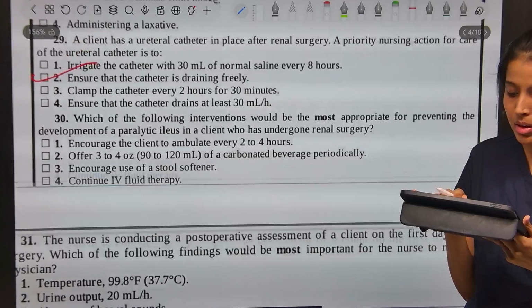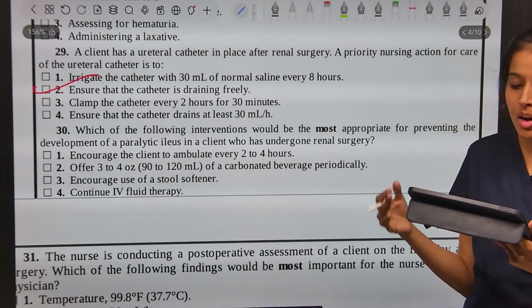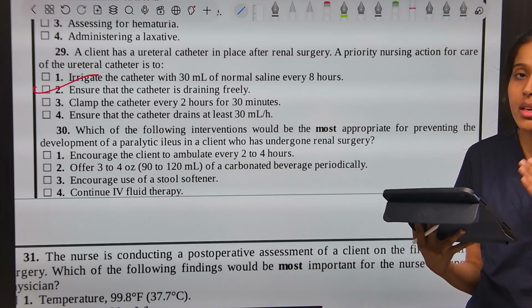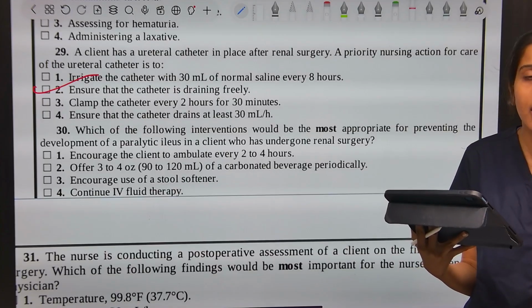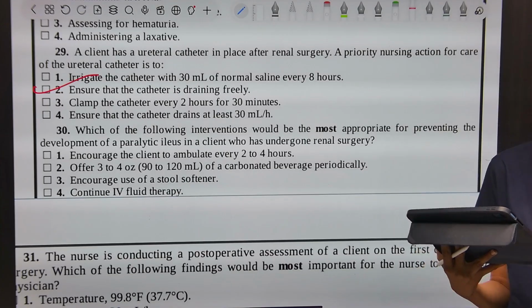Why is this the right answer? If we are adjusting some catheter in the renal surgery, we have to make sure that the catheter is draining freely without any bleeding at that place.